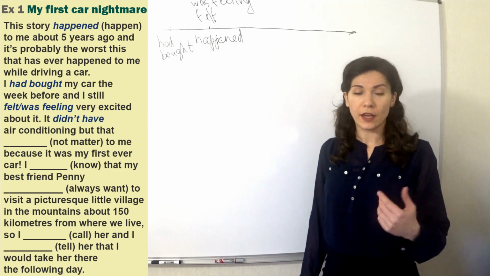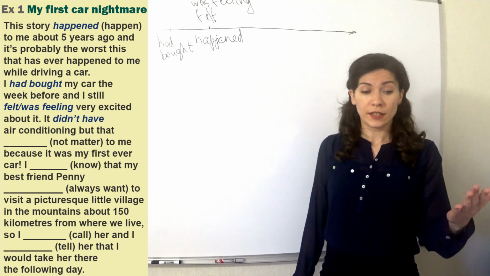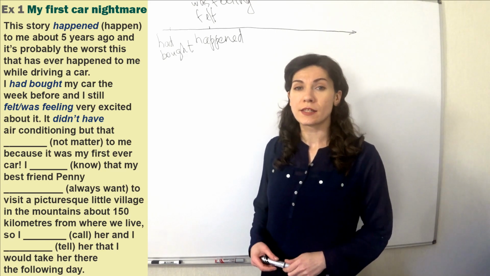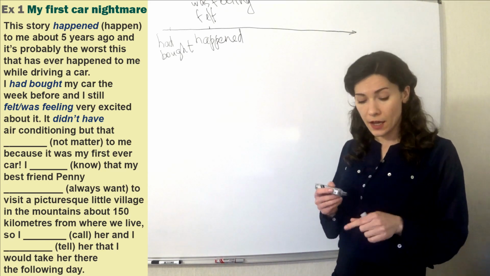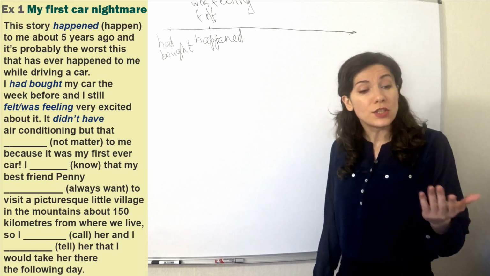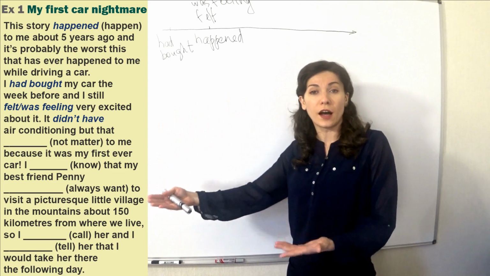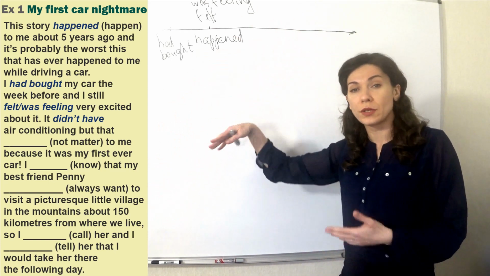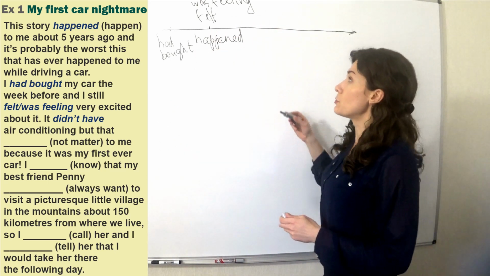It didn't have air conditioning, but that didn't matter to me. These 2 verbs describe states. I'm describing the car that I had at that time. Like now I have a car and it doesn't have any air conditioning and it doesn't matter to me. I just put it in the past and say at that time when all of these things happened, when I owned the car, it didn't have any air conditioning and it didn't matter to me.